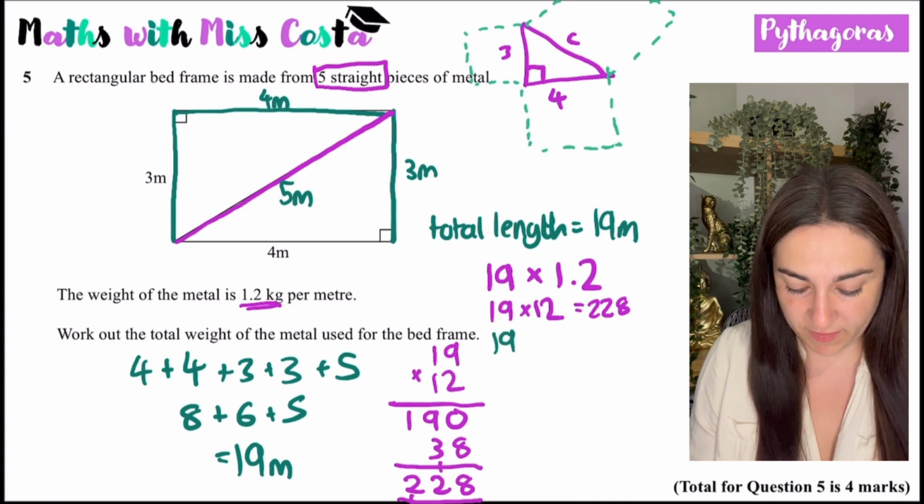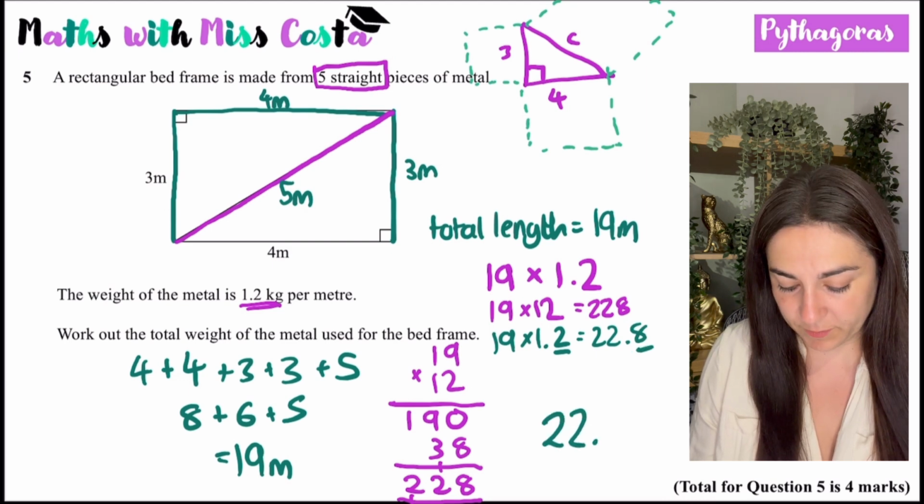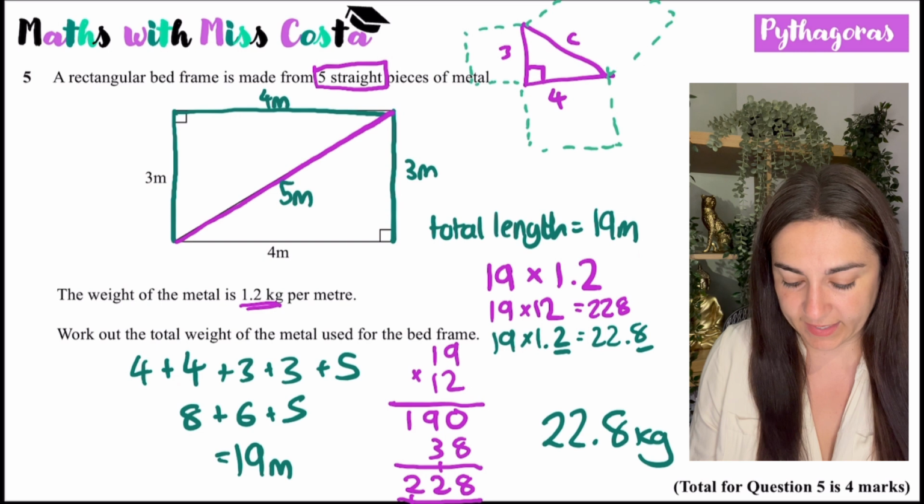I'm going to use the cheat method. So 19 times 1.2, there's 1 digit after the decimal point, so that'll be 22.8. So my final answer would be 22.8 kilograms.